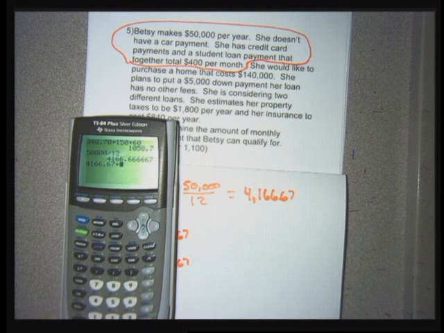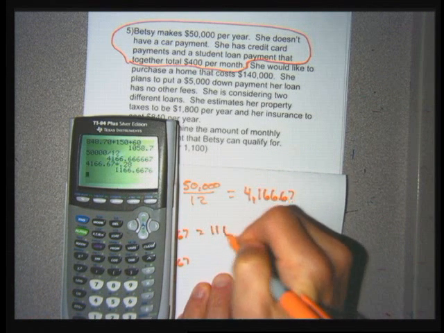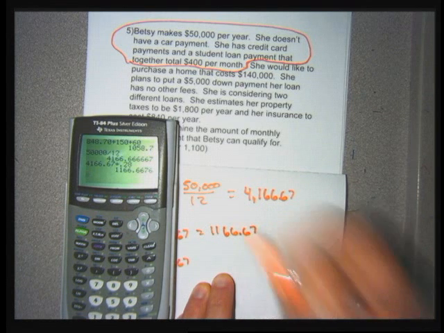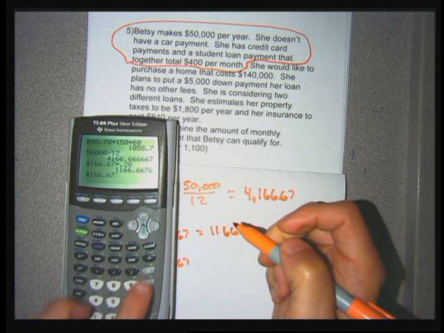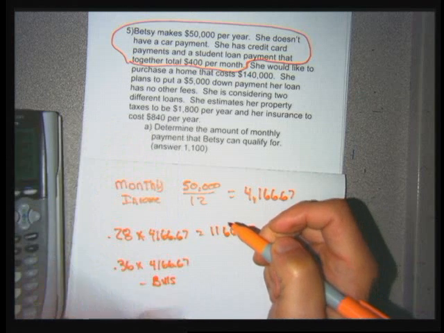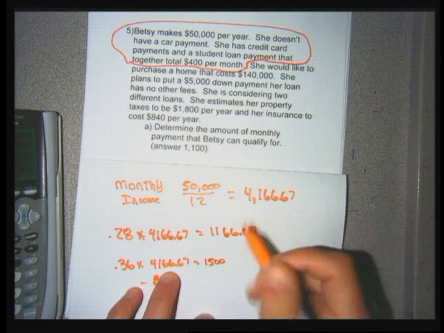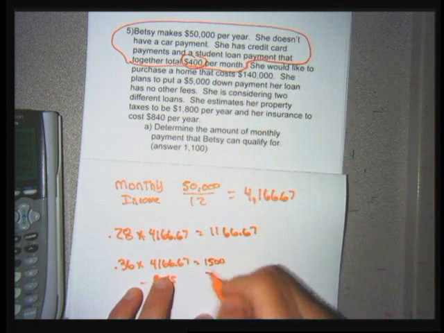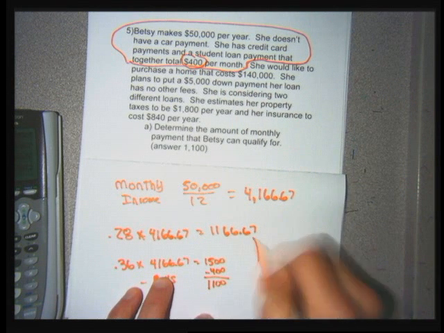4166.67 times 0.28. And I get $1,166. I'm going to round that to 67 cents. Now I'm also going to do 4166.67, which is our monthly income, times 36%, and that gives me $1,500. But that $1,500 I need to less bills, and her bills are $400 per month that need to be deducted. 1,500 minus 400 is 1,100.